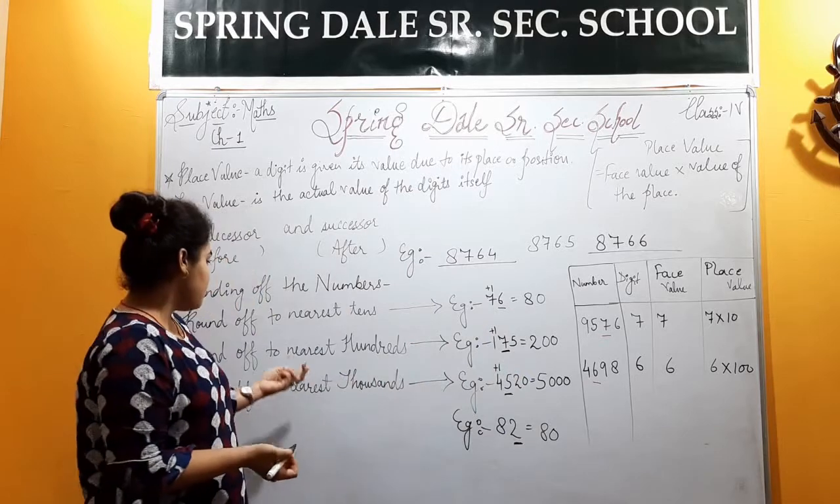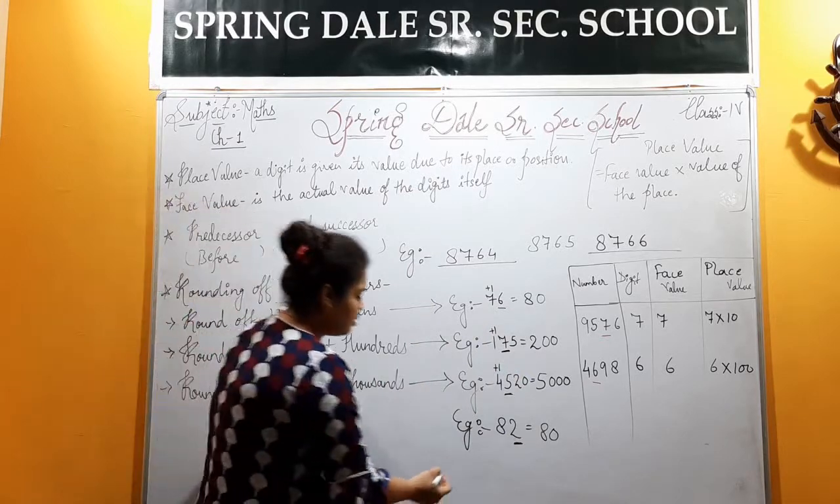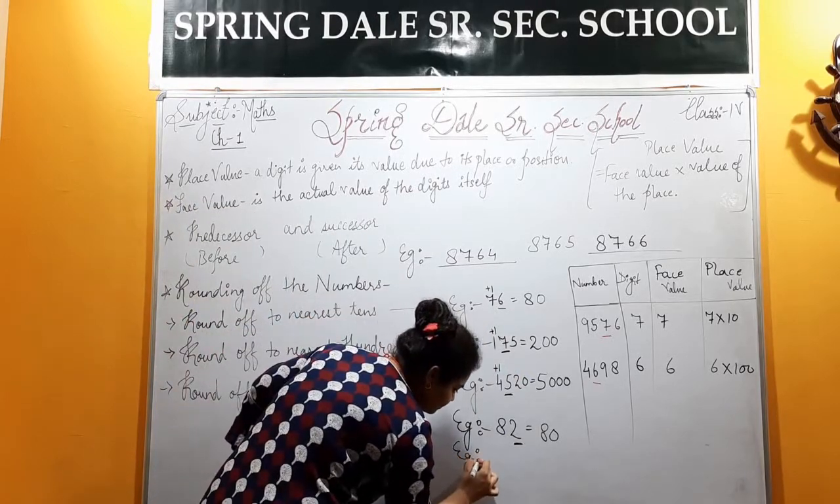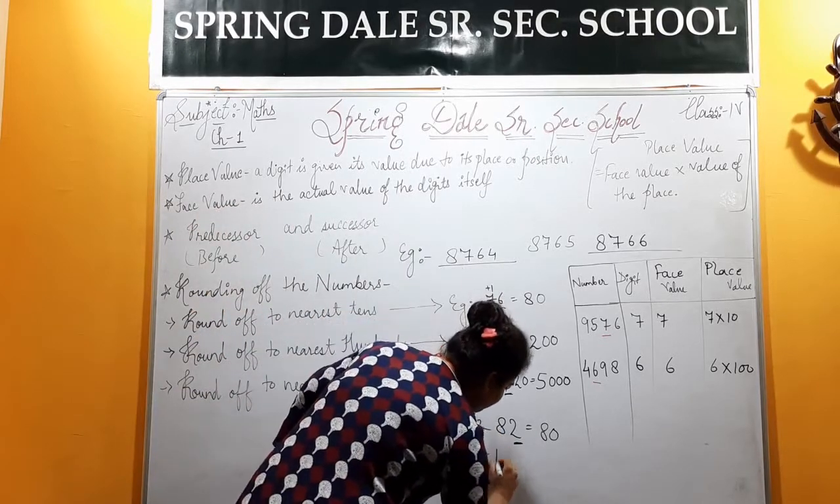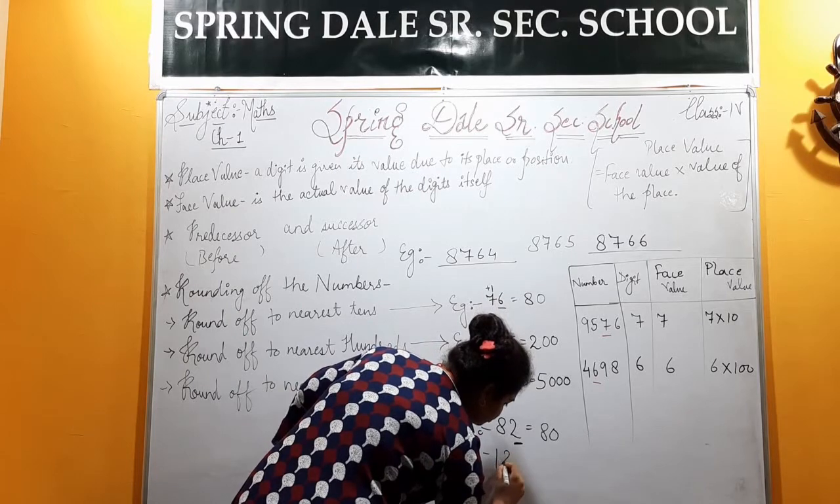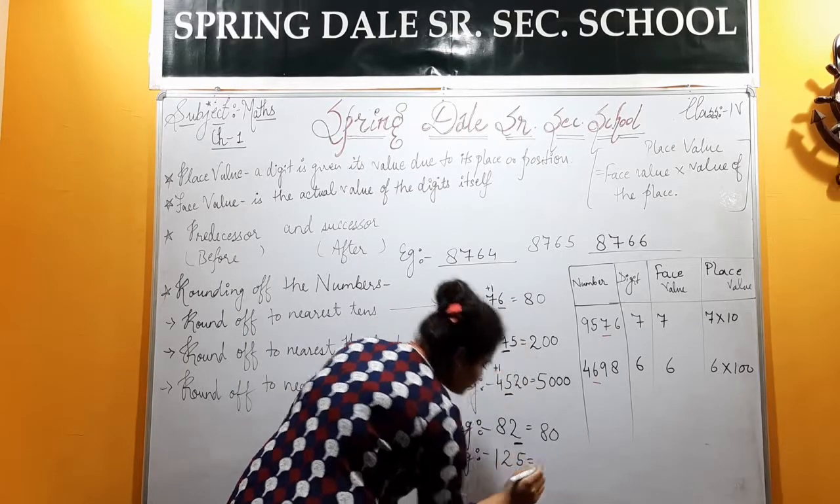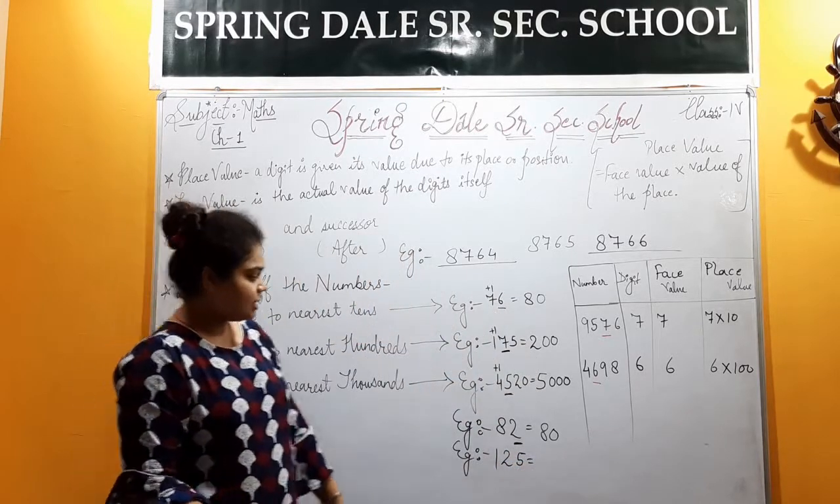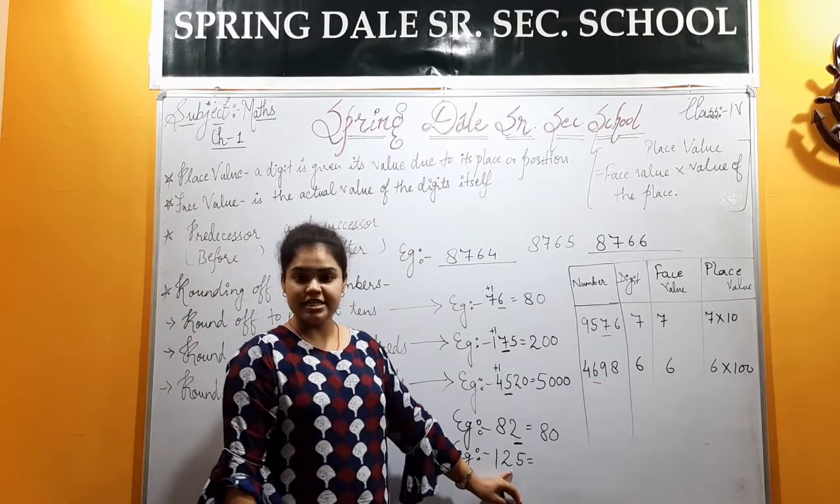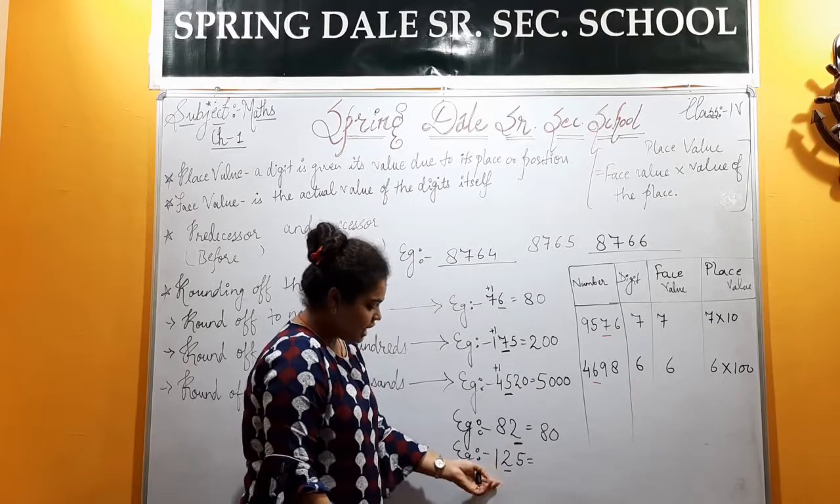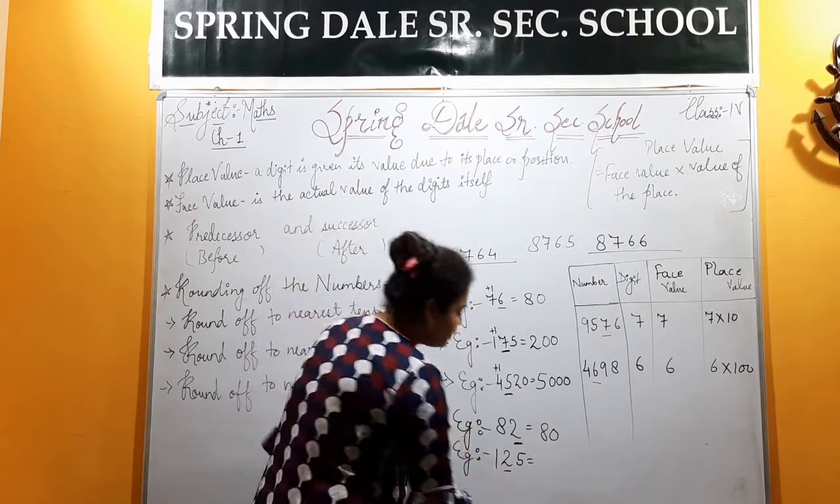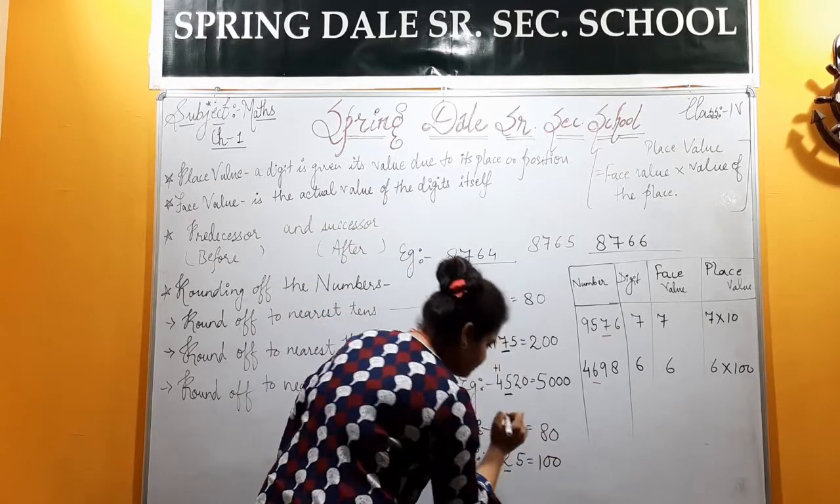Same in the case of nearest hundreds. Taking one more example, if we take one number, 125. Now we have to see the digit that is at the tens place. So here it is 2. We will not add any number to this one and we simply write 100.